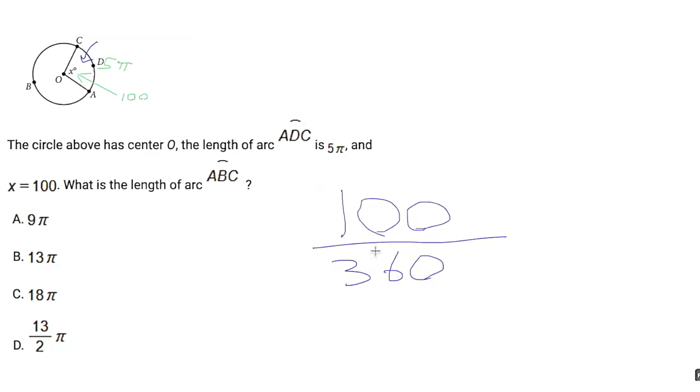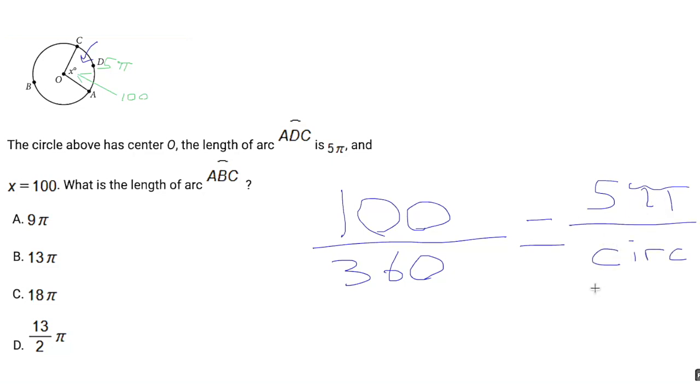And here's something that's cool. Any central angle is going to make up the same proportion as the arc that it subtends. That is to say, if this is 100 out of 360 degrees, whatever that proportion is, is the same amount that 5 pi is compared to the rest of the circumference. Because an arc is basically a piece of the circumference, right? So what we can say is that this is equal to 5 pi out of the entire circumference.